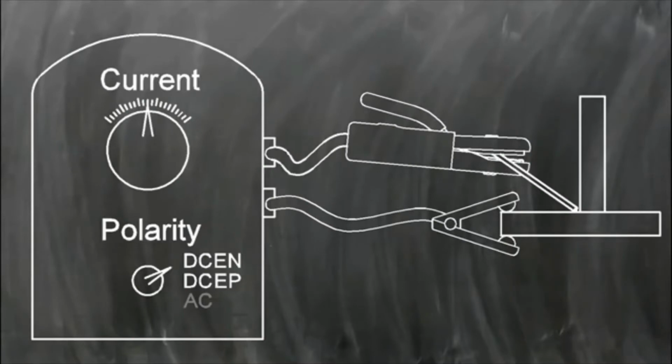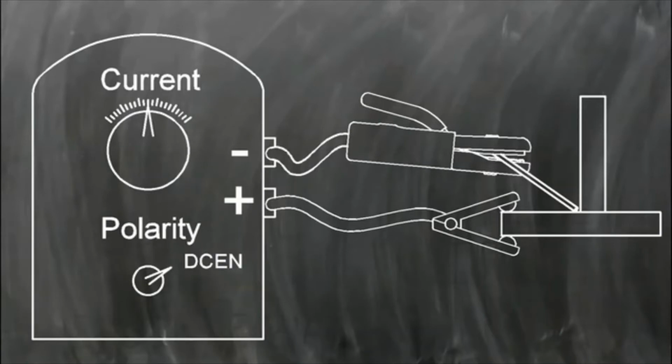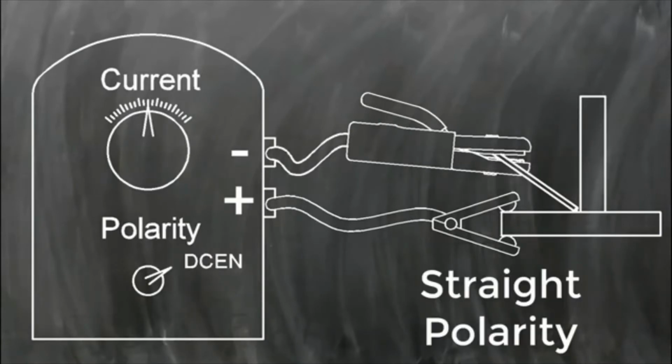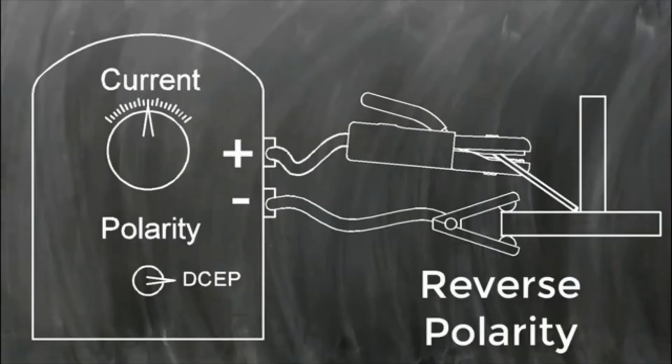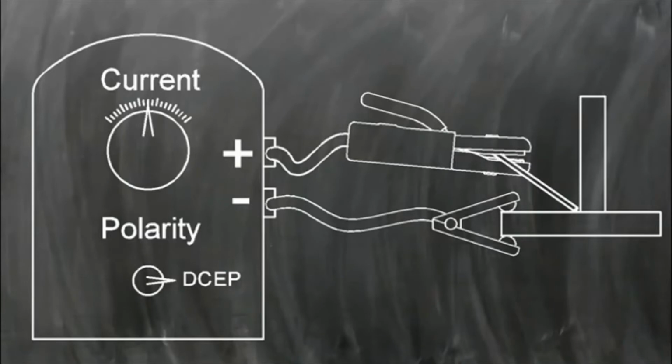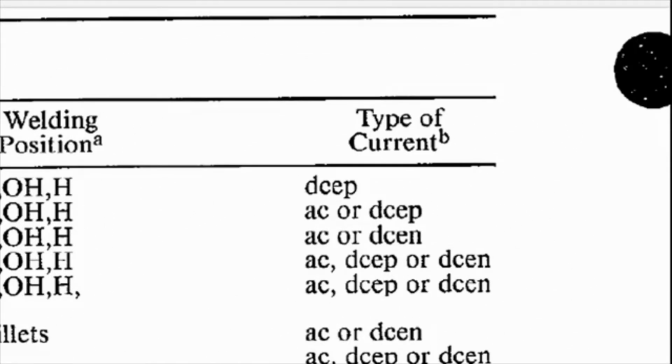DC can be set up 2 ways in stick welding. One way to connect DC is DCEN, or DC electrode negative, which is often called straight polarity. In DCEN, the electrode is connected to the negative terminal and the work is connected to the positive. The other way to connect DC is DCEP, which is DC electrode positive, often called reverse polarity. Many stick welding electrodes operate on DCEP, but some are designed to work with DCEN or AC, so check the manufacturer's recommendations for the proper settings.